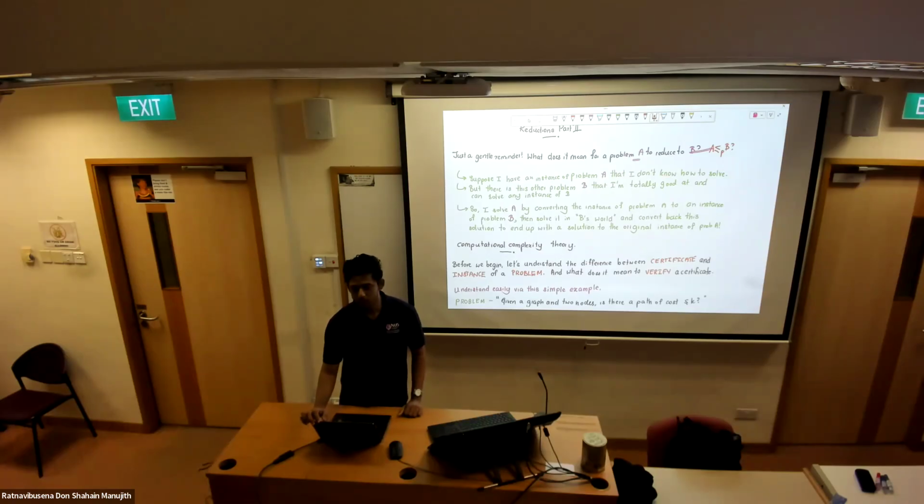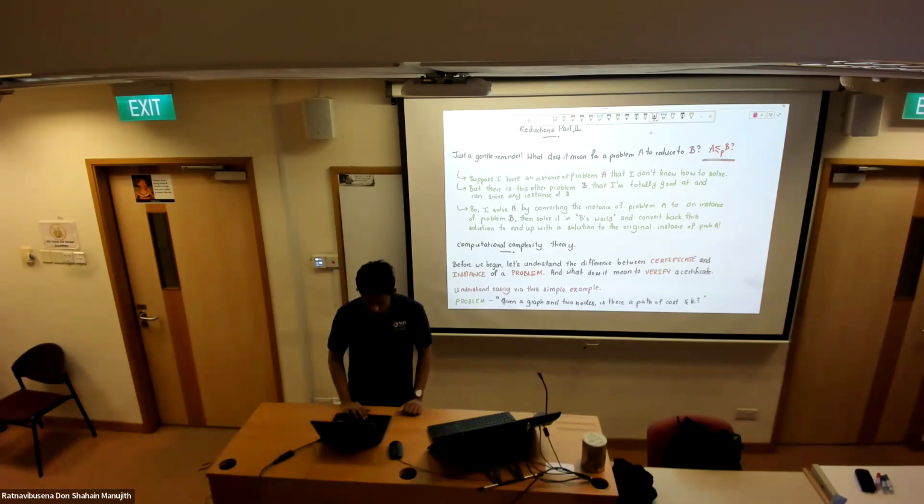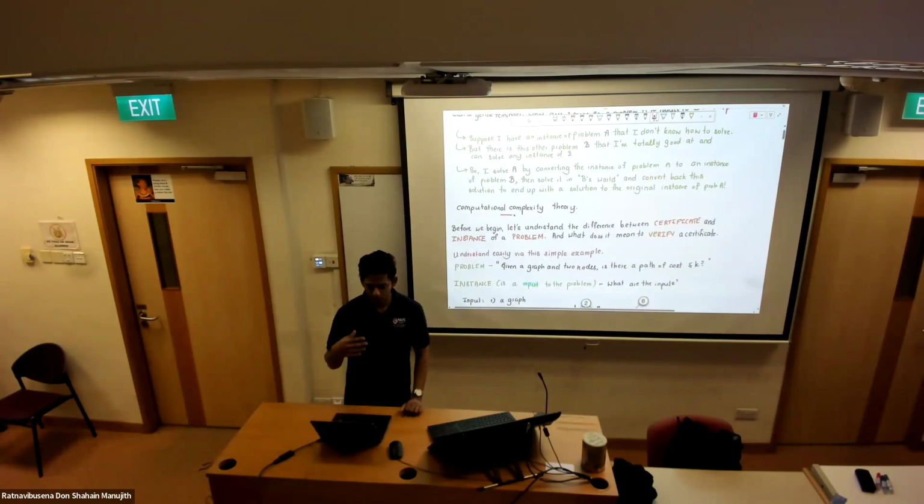For decision problems, we give this reduction a certain name. We call this a Karp reduction. It's denoted like this: A Karp reduces to B, where this means efficiently, that is, in polynomial time. Now today we'll be talking about computational complexity theory. Before we begin, we need to understand the difference between certain terminologies: the difference between a certificate and an instance of a problem.